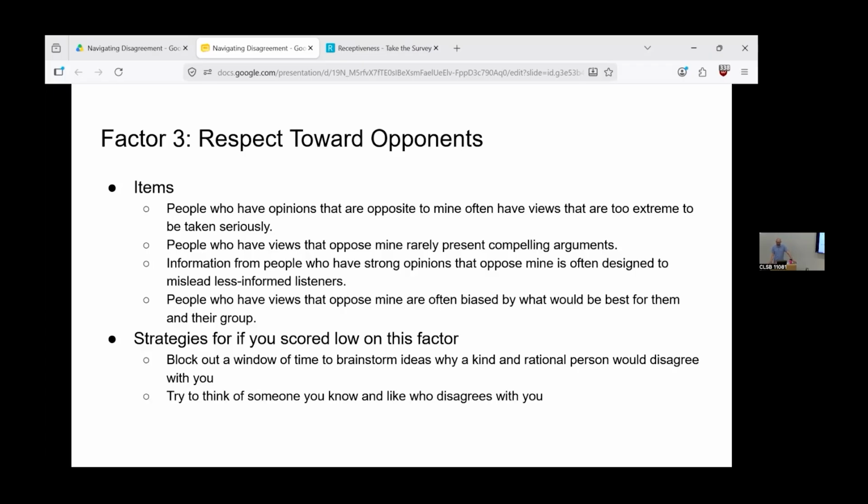You could also try to think of someone you know and like who disagrees with you. If you're only friends with people who agree with you on everything, I doubt that you have many friends or that you're actually talking to them about stuff. So I'm sure that you can think of someone that you deeply respect who doesn't see eye to eye with you on something. And this can be a reminder that, you know, that happens.